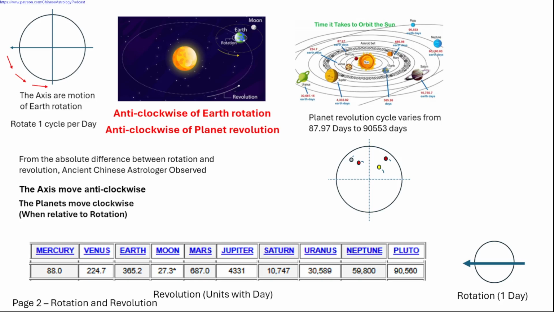As we mentioned, the four axes, which we put the arrows down here to denote about the axis. Hence, the axis is moving anti-clockwise due to the relativity of motion, and the planets revolve so slowly and are being seen as moving clockwise in this direction.